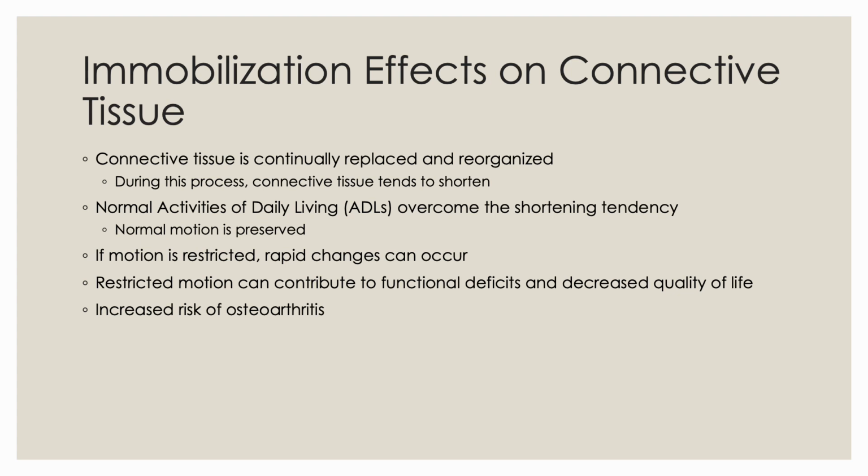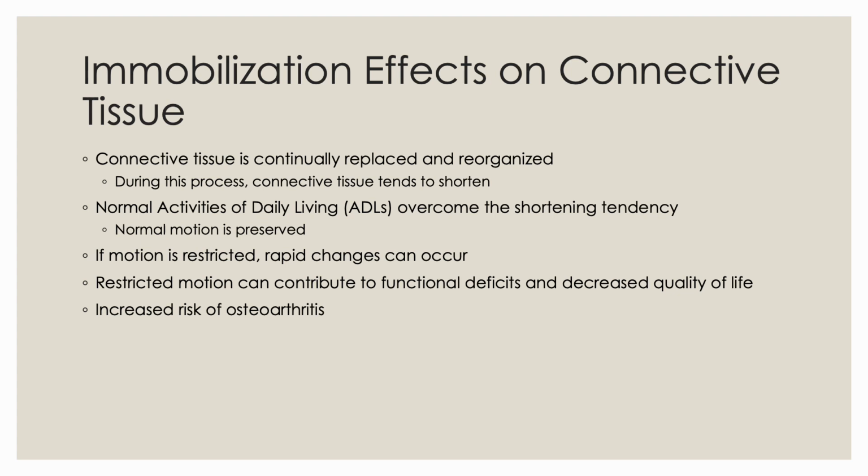When it comes to range of motion and flexibility, it's important to understand how connective tissue responds to being immobilized. Immobilization can have an effect on all tissue, including bone, muscle, tendon, and skin, just to name a few. Immobilization can be things like bracing or casting, or other physiological immobilization techniques can occur within the body itself. When we are examining connective tissue, we know that it's continually replaced and reorganized throughout the body. During this normal process, our connective tissue tends to shorten. However, normal activities of daily living, also referred to as ADLs, can help us overcome this shortening tendency of our tissue. This allows normal motion to be preserved.